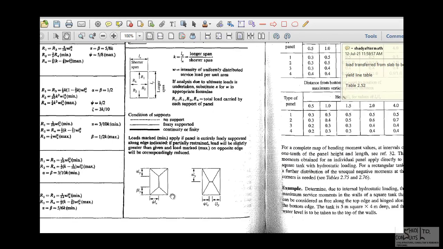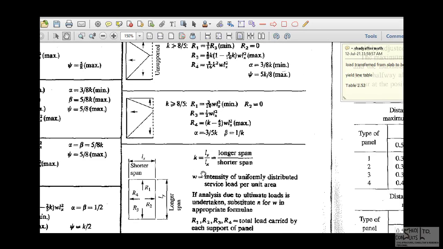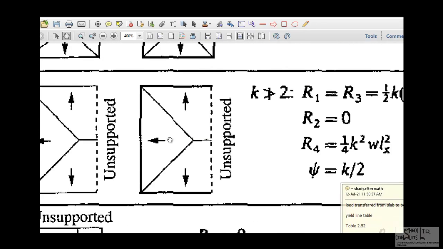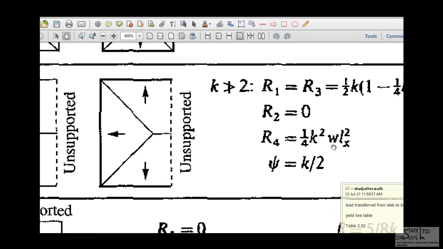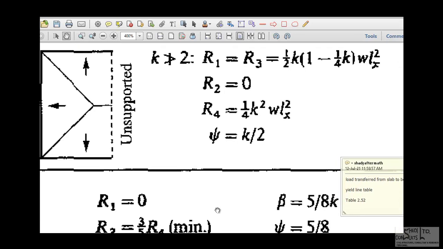Now, if he goes to this key, you will see the loadings that go to the beams. So you have R4, R1, and R3. Let me use R4 as an example. So the loading to this beam is R4. This is the expression for R4, where K is the aspect ratio, W is the load intensity. If it is the dead load he's trying to transfer to the beam, then W is the dead load. Right? And then LX is the shorter span. So you have to evaluate this expression and then get R4.